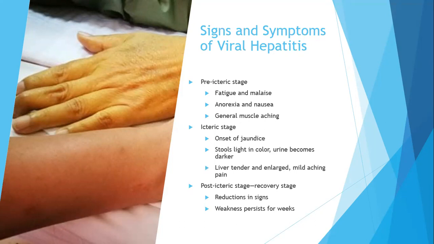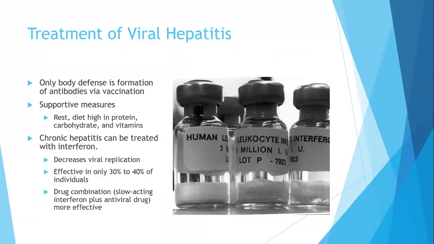And then once you have it, the virus can stay in your system. So like I said, you can get that remission and exacerbation phase. The only body defense against hepatitis is, well, not getting it in the first place, obviously, but formation of antibodies via vaccination. So the treatment of it is supportive measures. So resting, diets high in protein, carbohydrates, and vitamins, and that's to regenerate those liver cells.